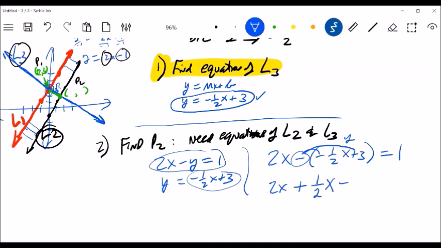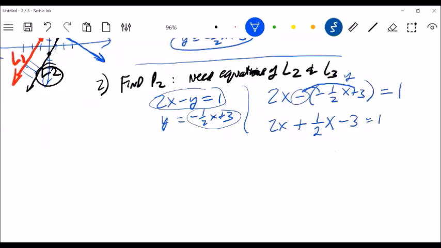And x, that's going to be -3 is equal to 1. Let's get rid of that denominator by multiplying everything on all sides by 2. So we get 4x plus x minus 6. 2 times -3 will be 6, and equals 2. So think of it in terms of this.